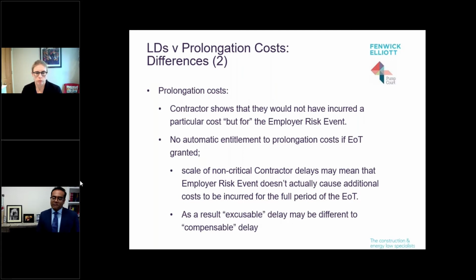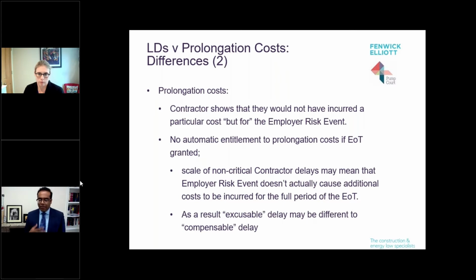Now, some people have described this distinction between the analysis relevant to an extension of time and the analysis relevant to prolongation costs as the difference between excusable delay and compensable delay. And just to explain what I mean by that, excusable delay is the delay for which the contractor is entitled to an extension of time and therefore is excused from liquidated damages, whereas compensable delay is the period for which the contractor is entitled to prolongation costs, and that is a key difference.